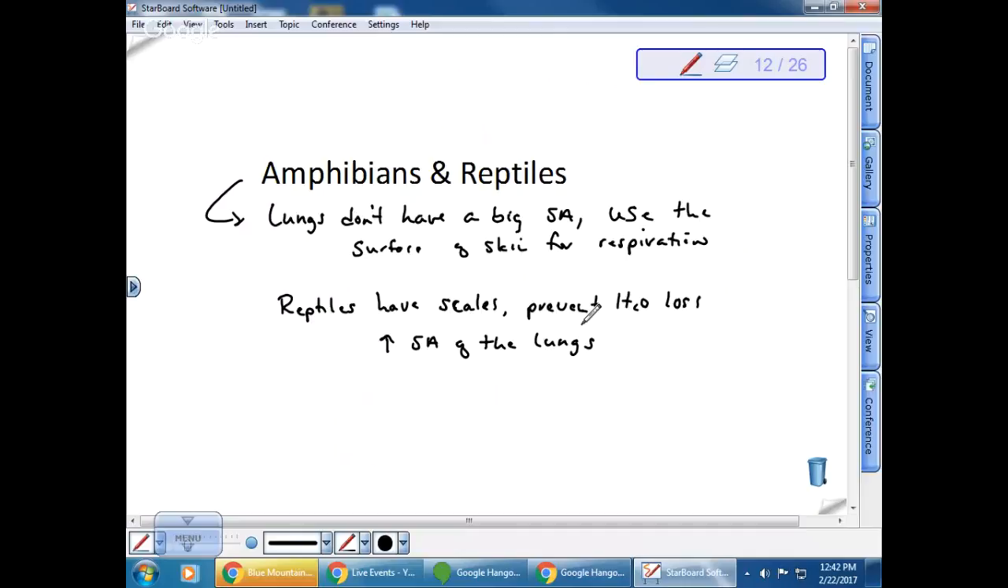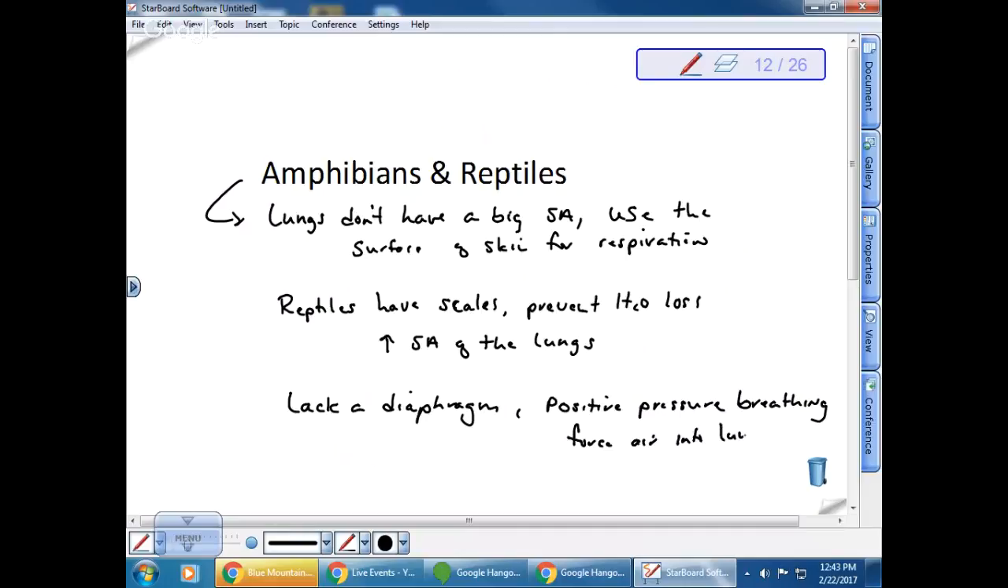And so these organisms lack a diaphragm, which we're going to talk about the significance of in a minute. So they have no diaphragm, and they have what is called positive pressure breathing. So they have to force air into their lungs, which we thankfully do not have to do. Okay. Positive pressure breathing. So they force air into lungs.